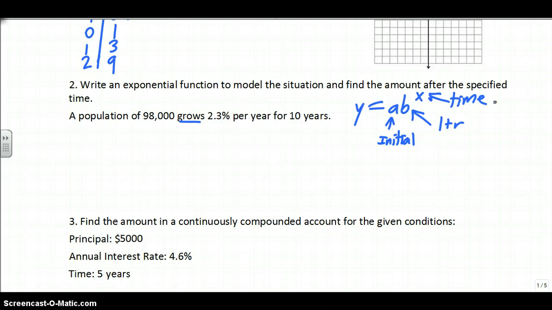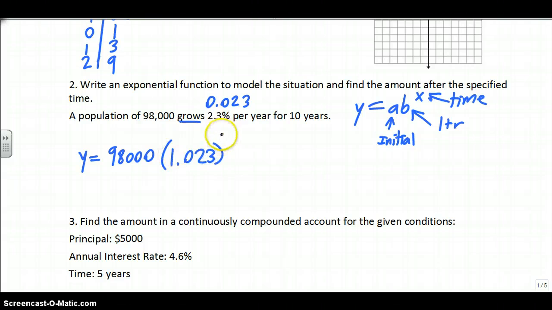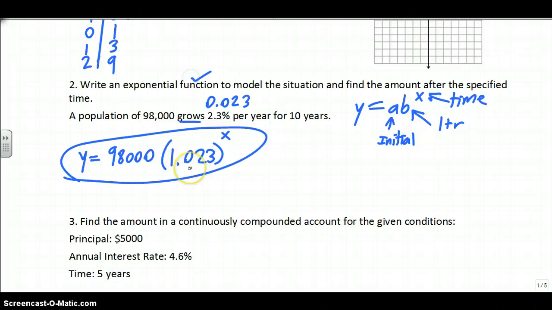Okay. So let's see, y equals our initial amount's 98,000. 2.3% is actually 0.023 as a decimal. So when I add 1 to it, it'll be 1.023. A lot of people are going to forget the 1. They ask for the exponential function. Check. We just got it.